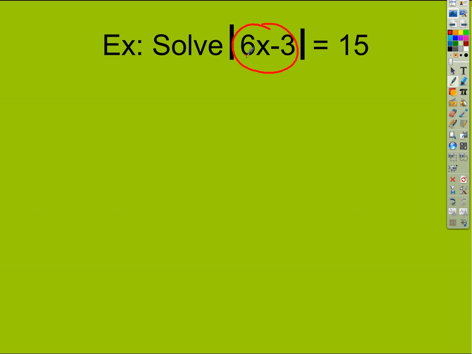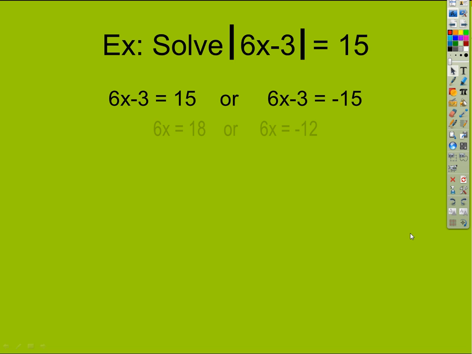And so all we have to do is just remember this is the recipe. Whatever's inside is either set equal to positive 15 or it's set equal to negative 15. We just treat both of those cases, solve them both, get our two answers. In both cases, what are the steps I go through to isolate x? First I add 3, good, then I divide by 6, and those are the two answers I get. Okay, now we can check them.